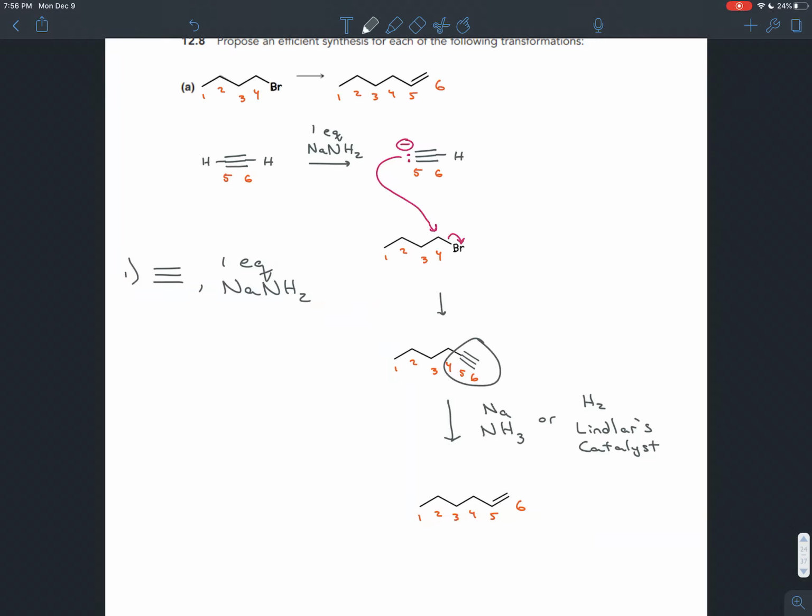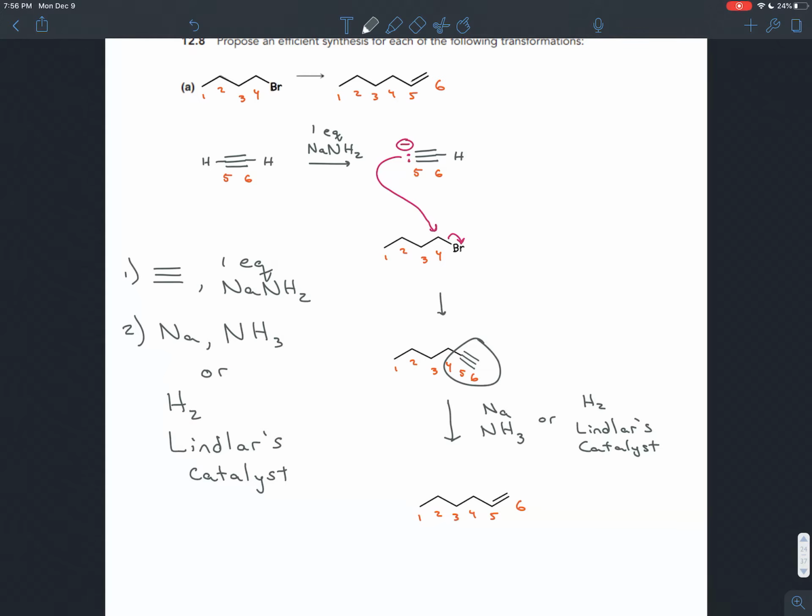Then we just have to turn the alkyne into the alkene, and there are two ways to do that. We could either use dissolving metal reduction, so sodium in liquid ammonia, or you could bubble hydrogen gas through there and sprinkle in some of Lindlar's catalyst.